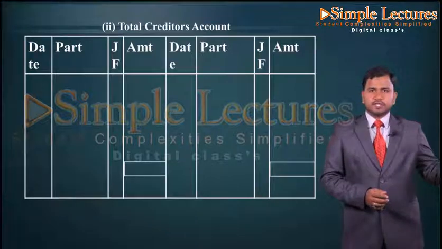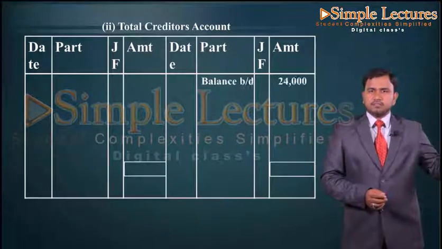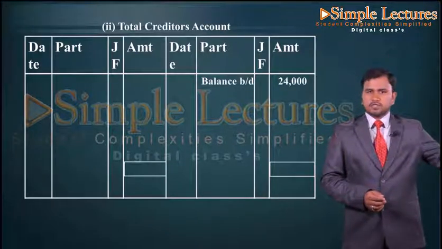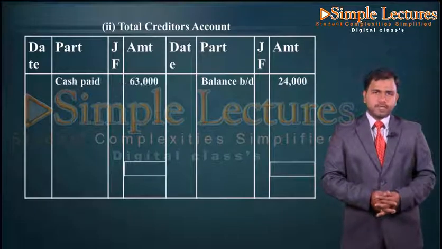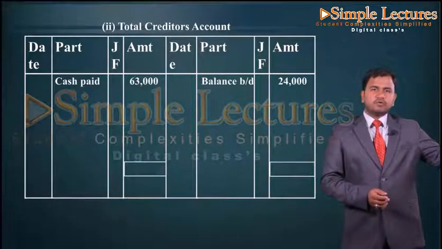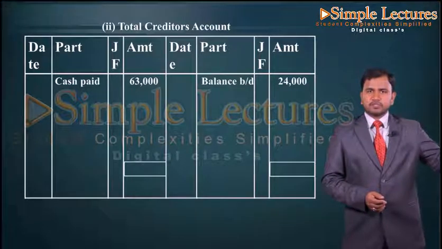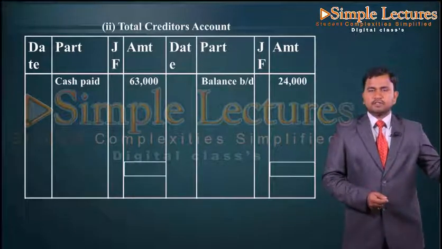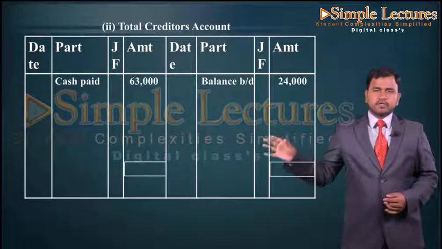So let us take the first entry in the credit side, balance brought down 24,000. Then we have cash paid. So here, what is the balance brought down? 24,000 is the creditors which we are supposed to pay. Anything which is paid here will be considered in the debit side.